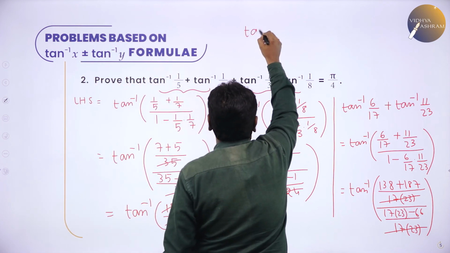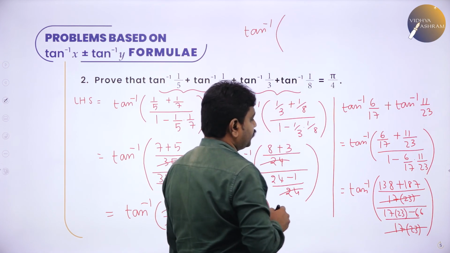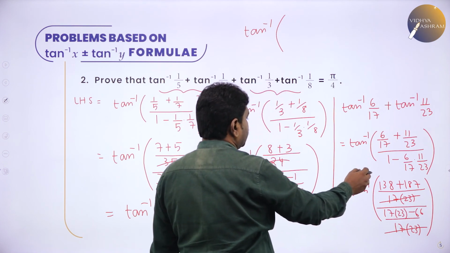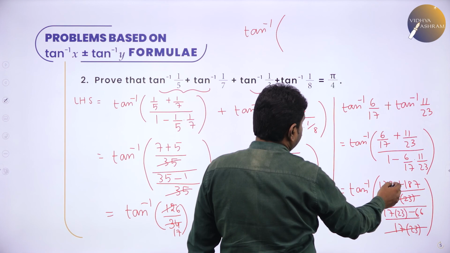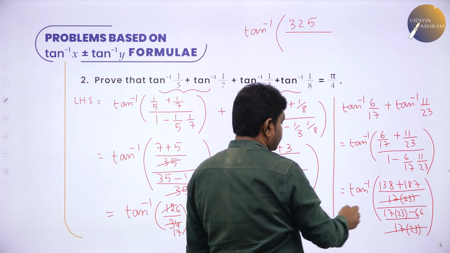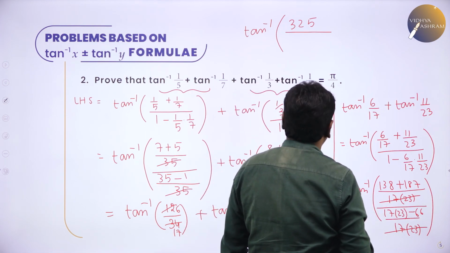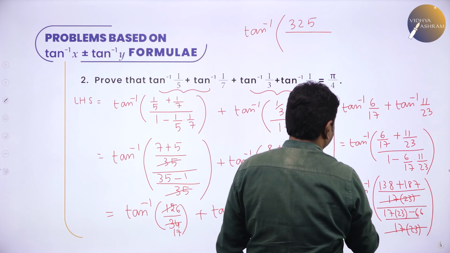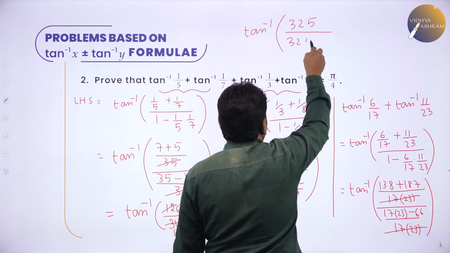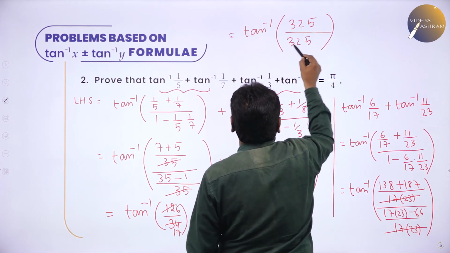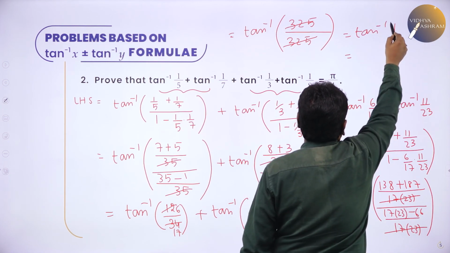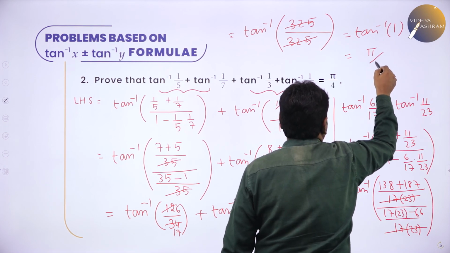You get tan inverse of numerator is 138 plus 187. So 230, 325. Denominator, simplify that. 17 into 23 minus 66. It will also become 325 after simplification. So 325 cancels, you will be left with tan inverse of 1. Tan inverse of 1 means in the tan table where you will get 1, that is pi by 4.